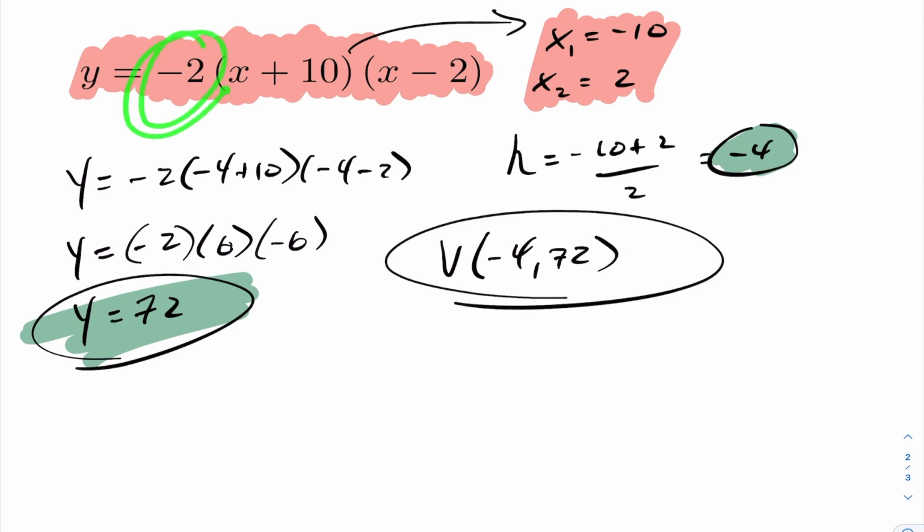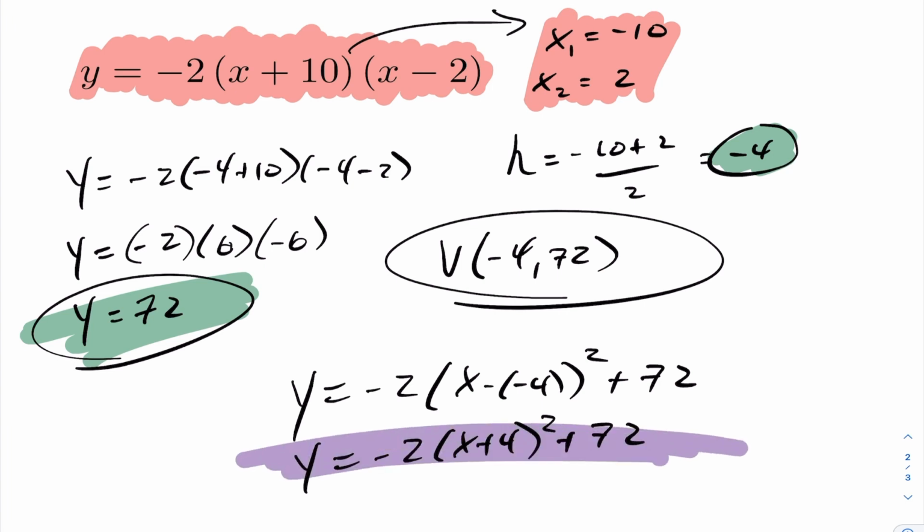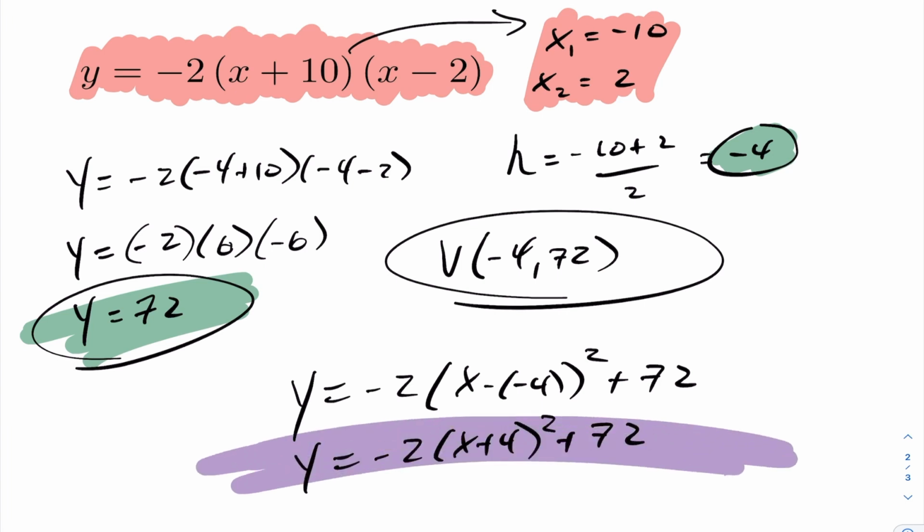And like discussed, it's the same a value as we had for factored form as you do have for vertex form. So in vertex form, this is going to be y equals negative 2(x minus negative 4) squared plus 72. And simplifying this up, we get negative 2(x plus 4) quantity squared plus 72. And now I've expressed my quadratic, which was in factored form, in vertex form.